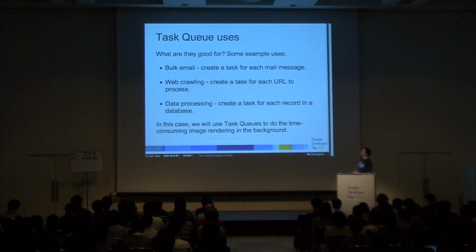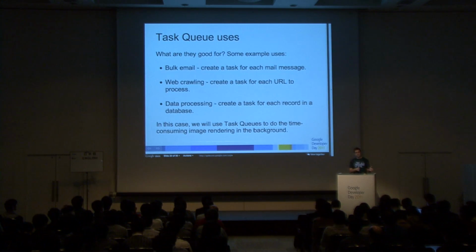And so example uses are, if you wanted to do a bulk email, you could create a task for each email that you want to send, guaranteeing that each email will be sent. If you were implementing a web crawler, you could have a task for each URL that is to be processed, and then for each sub-URL, each task could create subtasks. Or if you're processing large amounts of data, you could create tasks to partition the data and process different parts of the data. But in this case, we're going to use task queues to do the image rendering process of this ray tracer. So the rendering will happen in the background.